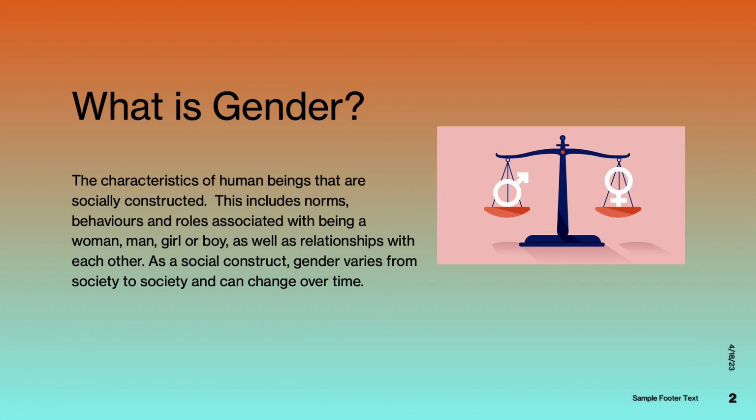That said, what exactly is gender? According to the World Health Organization, gender can be defined as the characteristics of human beings that are socially constructed. This includes norms, behaviors, and roles associated with being a woman, man, girl, or boy, as well as relationships with each other. According to the World Health Organization, Western culture has traditionally followed a binary understanding of gender, with men and women having defined roles based on their biological sex.